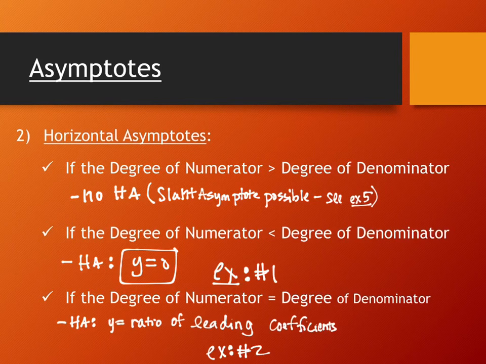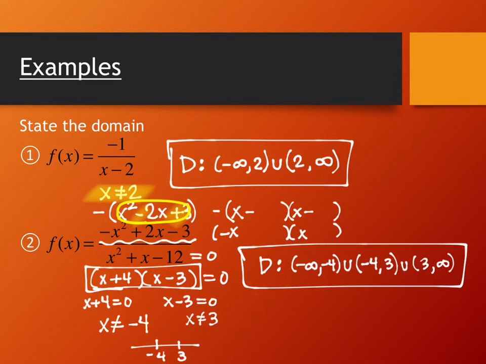So if we look back over here at examples 1 and 2, on example 1, we in fact see that the degree on top is 0. The degree on bottom, that is not good in this color screen. Let's try black. The degree on top is 0. The degree on bottom is 1. So the degree in the numerator is smaller than the degree in the denominator. So on example number 1, the horizontal asymptote, if I were looking for it here, is simply y equals 0.